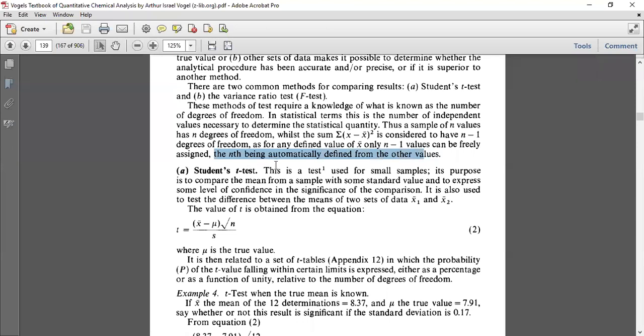That n value will be defined only, na? Number of observations we are considering as the n value, isn't it? Are you saying the same thing, na? Means you are saying that this should not be there: nth being automatically defined from the other values. Yes, sir. How will it be defined by the other values?